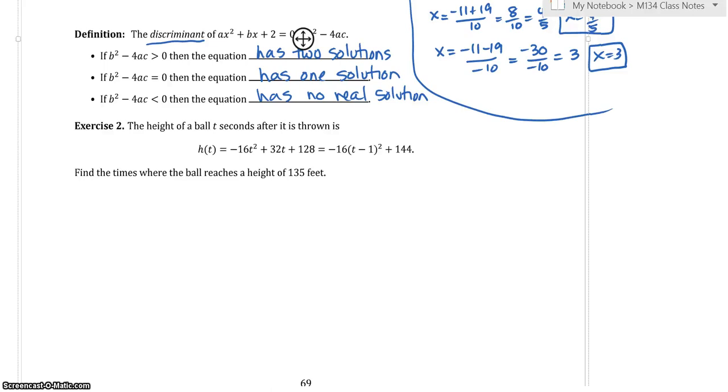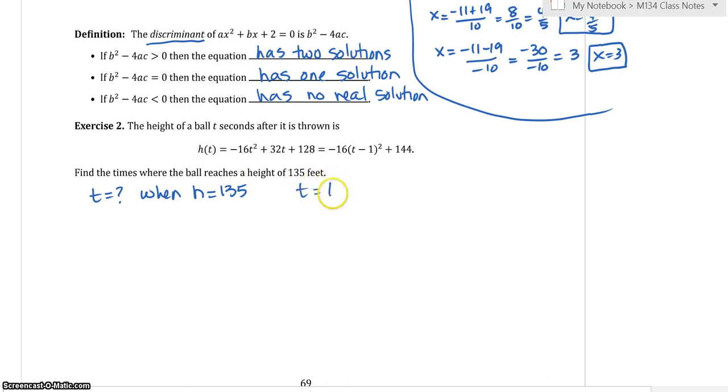And do you want me to give you a hint? The hint is to start this problem, if you don't know where to start. It says here, find the times. So we want to find the time when the height, when h is 135. Again, t is the time in what? They say seconds. And h, or you can call it h of t if you'd rather use function notation, is the height in, where does the height is thrown up?